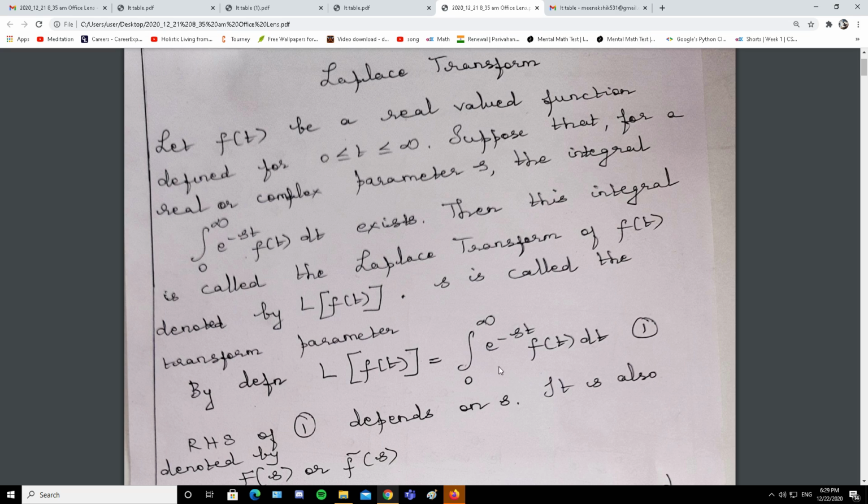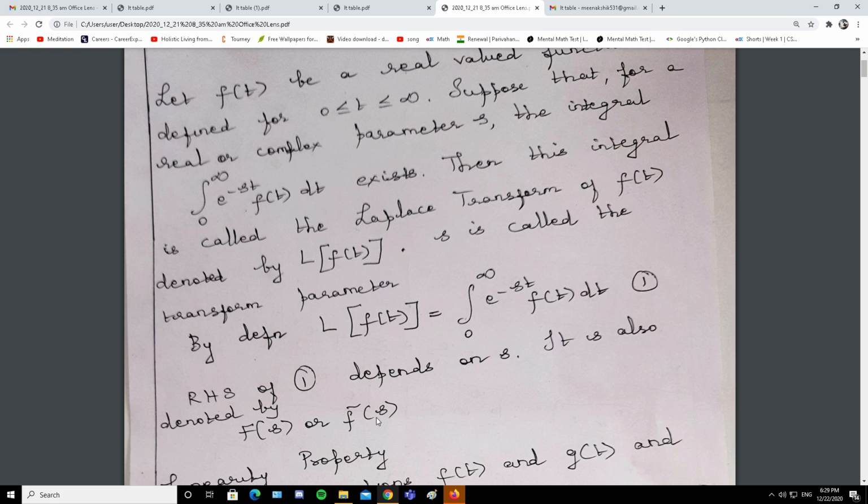I told you any definite integral is a function of a constant. Here the constant is s, t is the variable. So this definite integral is a function of the constant or the parameter s. So it is also denoted by F of s or F cap of s. So the definite integral, that is the Laplace transform of f of t, is denoted by L of f of t or F of s or F cap of s.